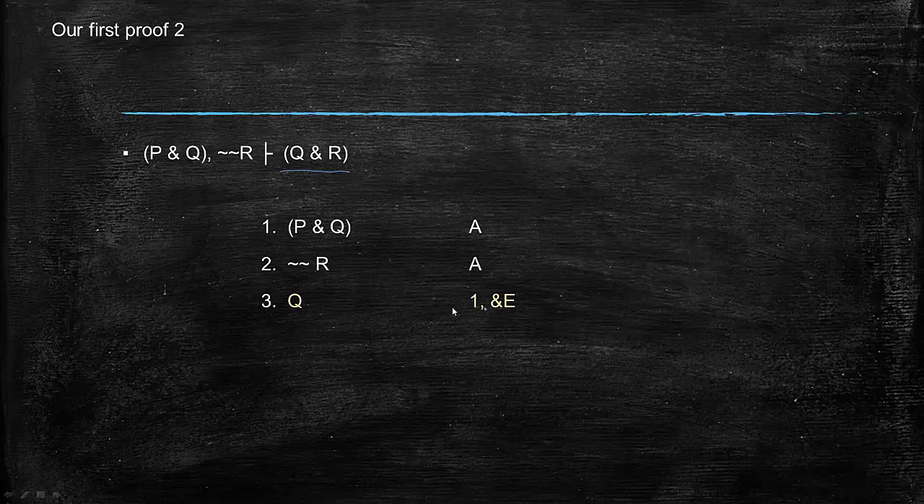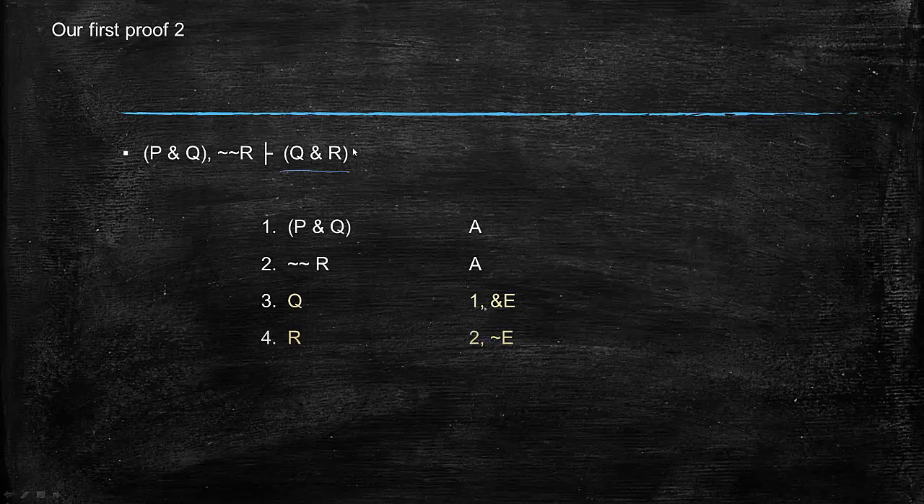by 1, right? So from 1, which is P and Q, I'm going to write Q by and elimination. And elimination allows me to pull the Q out and just write it here. It doesn't require me to write the P. I could write the P if I wanted to, but I don't see any need for it. So, because P isn't over here, I don't need P in the conclusion. All right? So then I also want R.